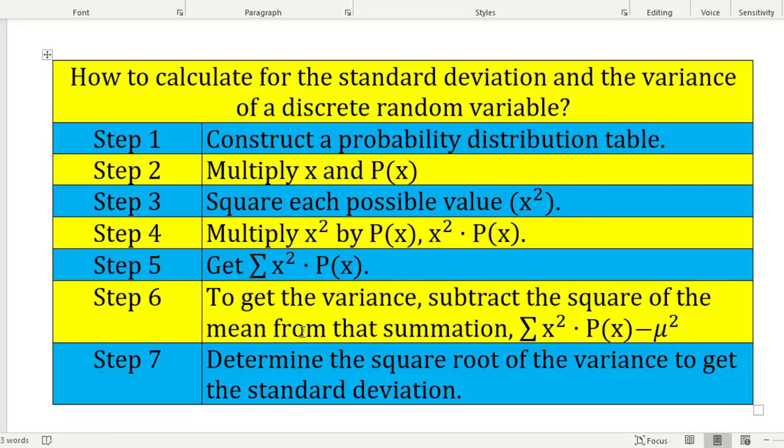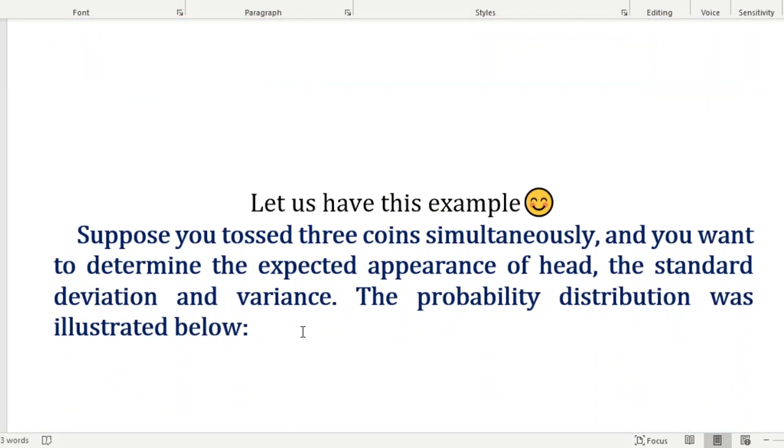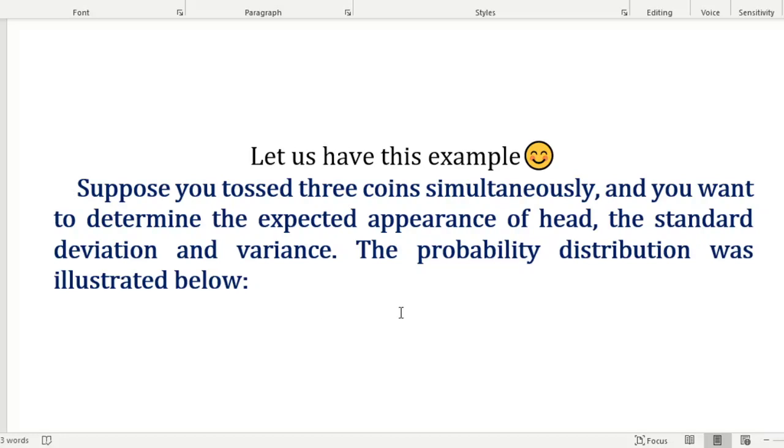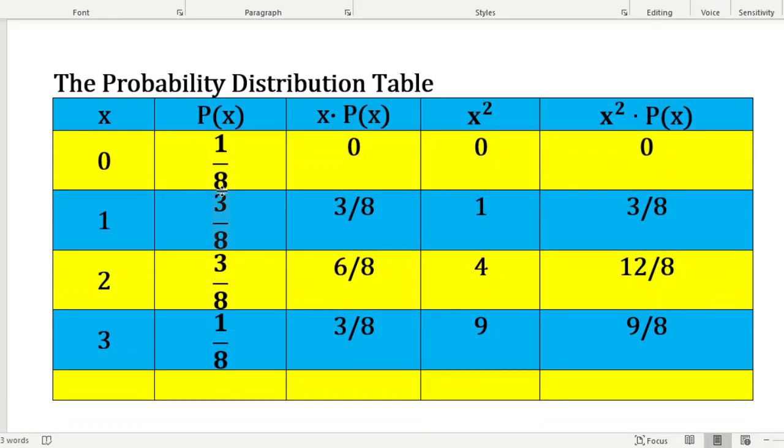To better understand these steps, let us have this example. Suppose you tossed 3 coins simultaneously and you want to determine the expected appearance of heads, the standard deviation, and the variance. The expected appearance of heads here refers to the mean of our discrete random variable, which is the number of heads. Let us do it by following the steps.